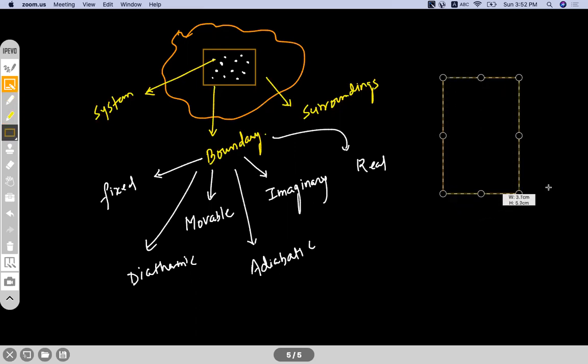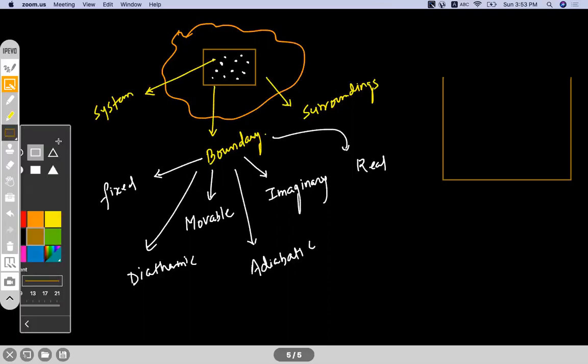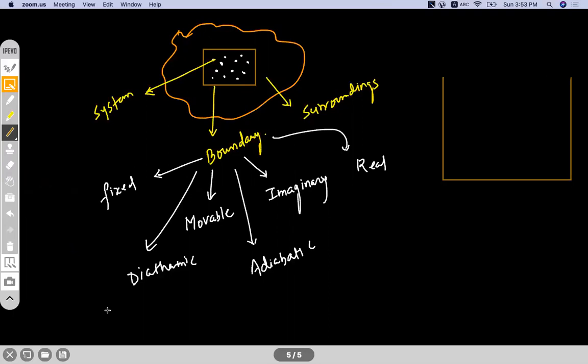Suppose we have a cylinder like this, correct? Open end we are considering. Open end cylinder we have. Now what we do, we fix a piston into it. Have you seen the air pump, which you use to fill air into that tube, bicycle tube, right? Have you seen that?